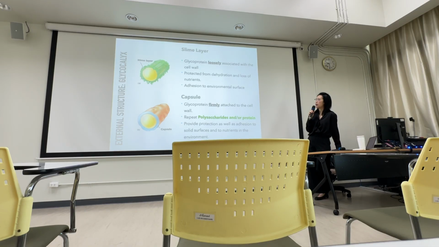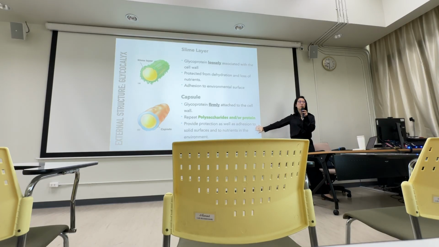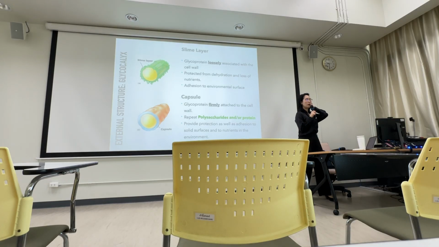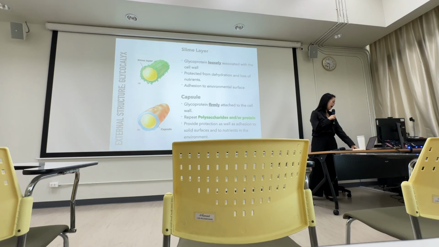But in the case of the capsule, it is a glycoprotein firmly attached to the cell wall. The capsule is repeated polysaccharide and protein that accumulate on the surface of the bacteria. The capsule is very important because it helps to protect the bacteria from harsh environments, and for pathogenic bacteria it helps to resist phagocytosis, so it helps them escape the host's immune system.